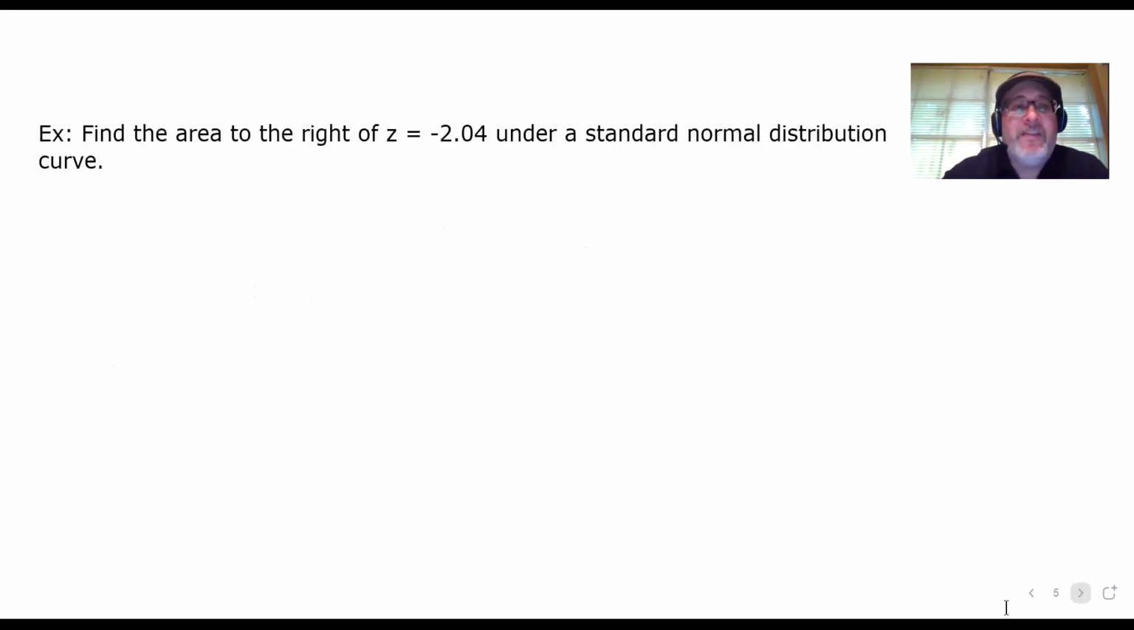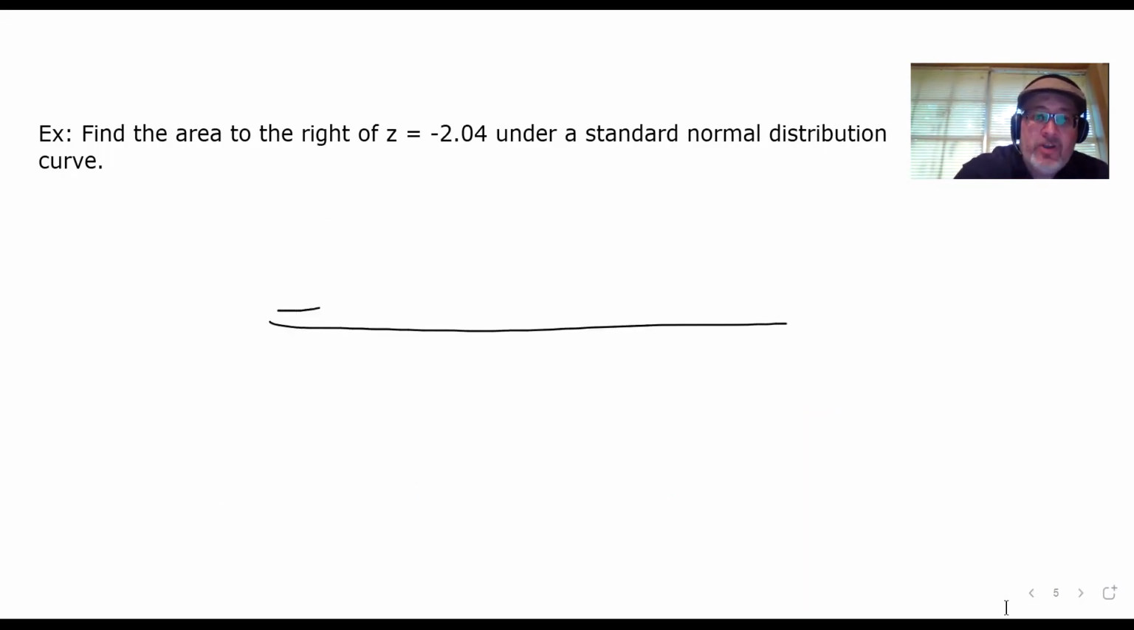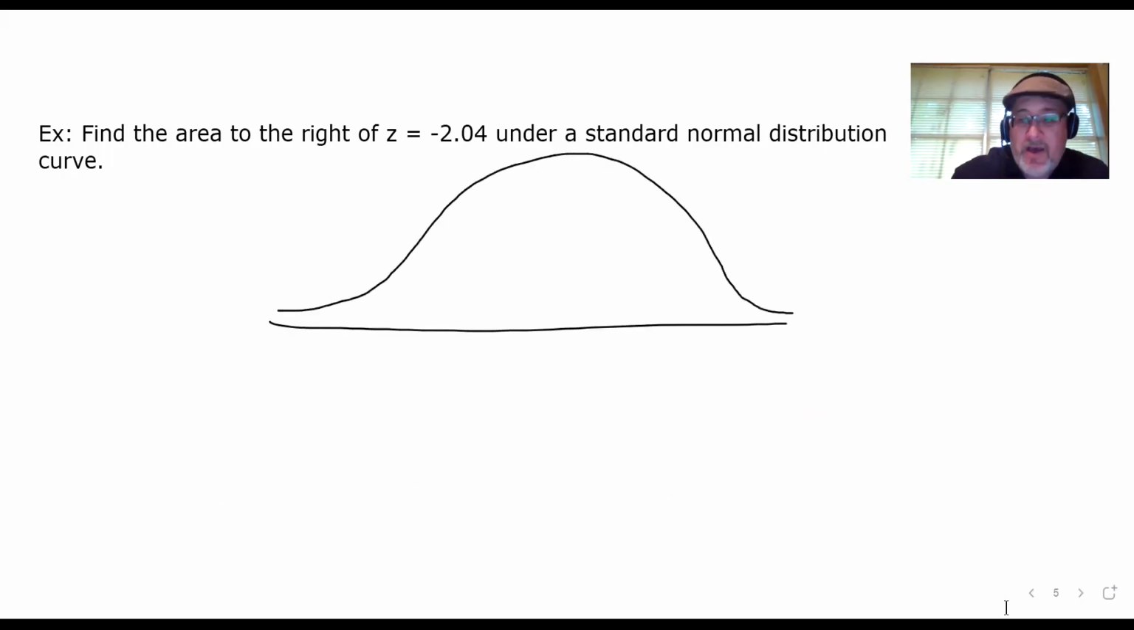So let's use that to find the area to the right of z equals negative 2.04 under a standard normal distribution curve. You should always, always, always draw a bell curve when you're talking about areas because you're going to shade them in. 0's in the middle in a standard normal distribution. Negative 2.04 is over here somewhere. That's a z-score, so we'll write z equals. We want the area to the right, so I'm going to shade that in. Let's use yellow.